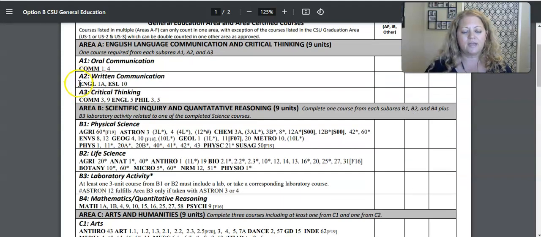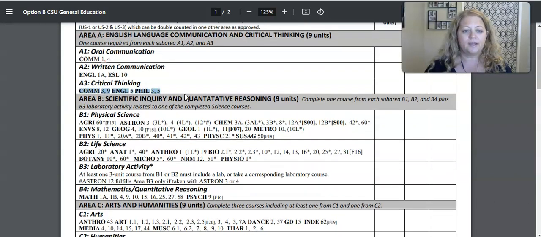Next, we have Area A2, which is your English. So you could complete English 1A, you can complete ESL 10. If you took AP English Lit and Lang, or you took AP English Composition, then that would also work in this area if you got a score of 3 or higher. Area A3 is critical thinking, so you're choosing one of these classes to complete. You don't need all of them, you just need one, okay?